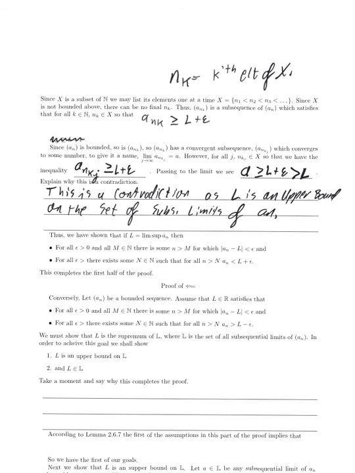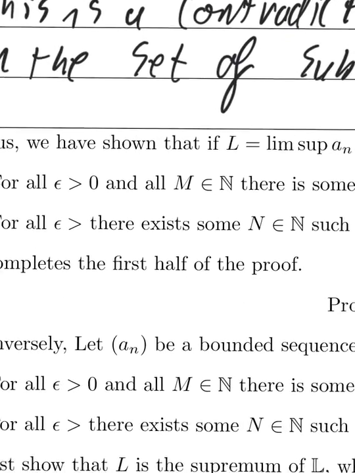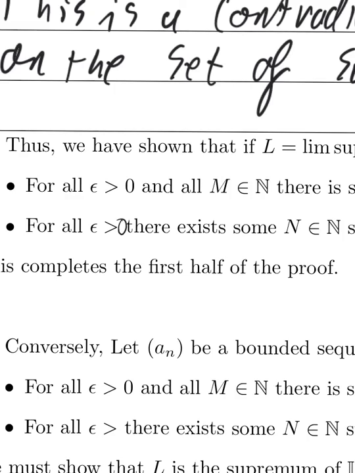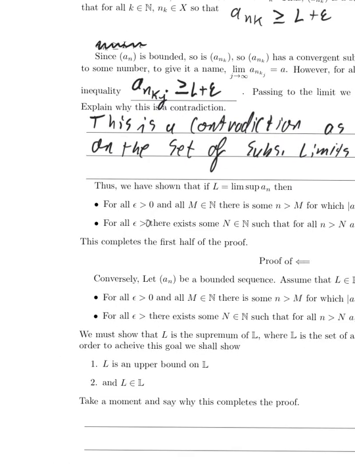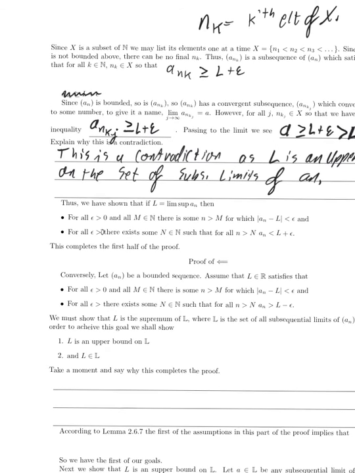So what have we shown? Well, first we showed really immediately that for every epsilon and every M there exists some little n bigger than big N such that the absolute value of a sub n minus L is less than or equal to epsilon. That is, L is a subsequential limit. And we've also shown that for every epsilon bigger than 0, there exists some natural number N such that as soon as little n is bigger than big N, then a sub n is less than L plus epsilon. That completes the first half of the proof.